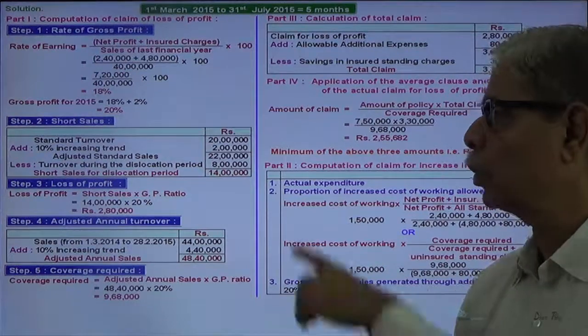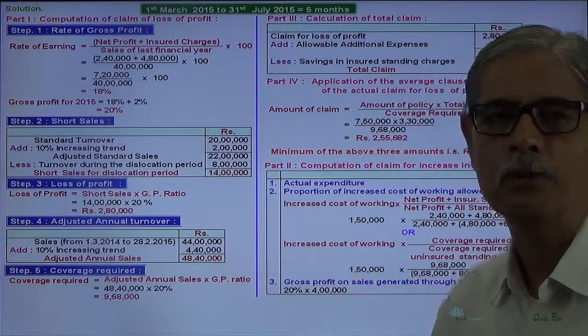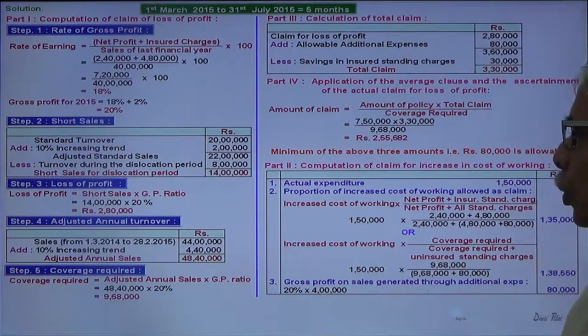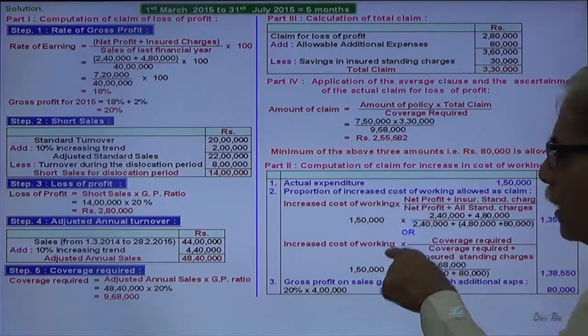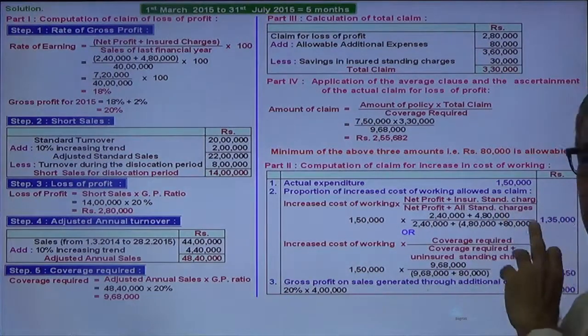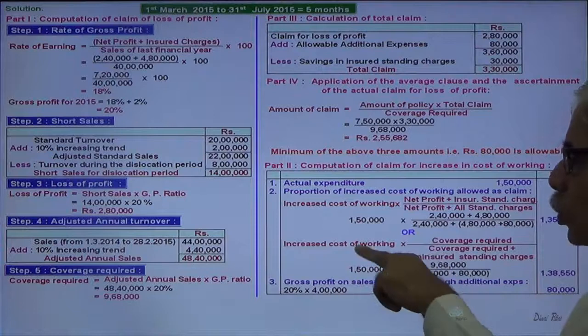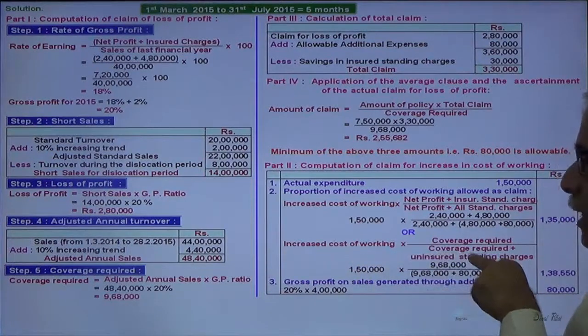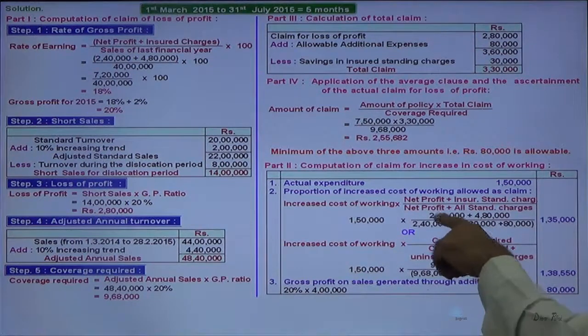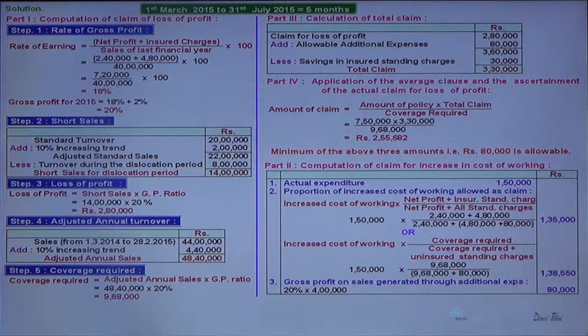Here, notice the steps that have been suggested to you for the purpose of solving the sum. Notice that there are two methods to find out the proportion of increased cost of working allowed as claim. Out of these two, the Institute of Chartered Accountants suggests the second method, that is 1,38,550. But ICWA may suggest this method, 1,35,000.